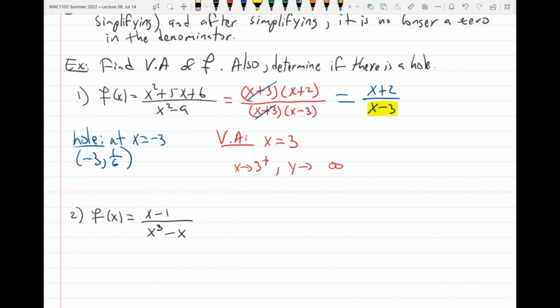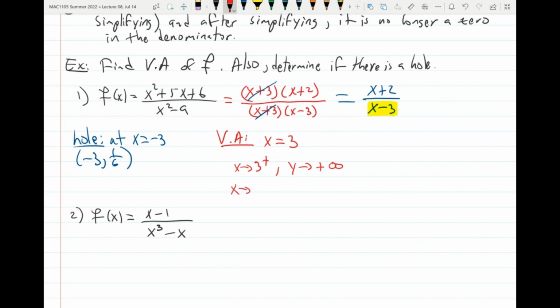Well, if you approach 3 from the right, what does that mean about x? Is it bigger or less than 3? It's greater than 3. So is x minus 3 positive or negative? It's positive. So positive over positive is positive. So that's a positive infinity. Do you understand the sign analysis?